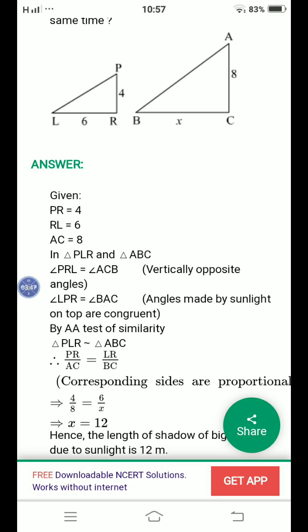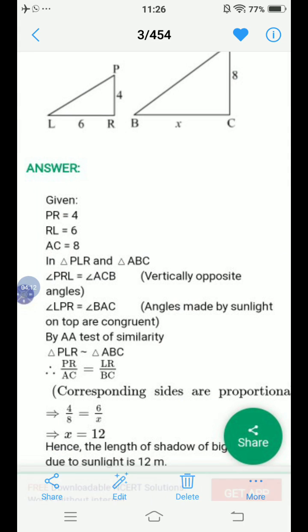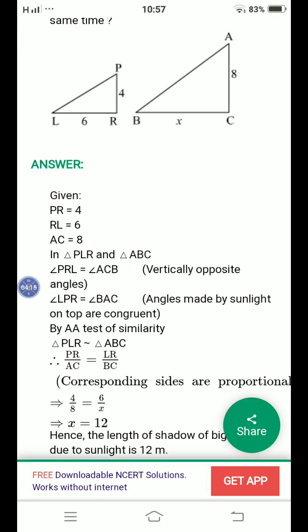Now here on your screen there are figures of two triangles again. The question for that is Practice Set 1.3, third question of your textbook of that chapter. Here two triangles are given, PRL and triangle ACB. What are the conditions? The question is: as shown in the figure, two poles of height 8 m and 4 m are perpendicular to the ground. If the length of the shadow of the smaller pole due to sunlight is 6 m, then how long will be the shadow of the bigger pole at the same time?